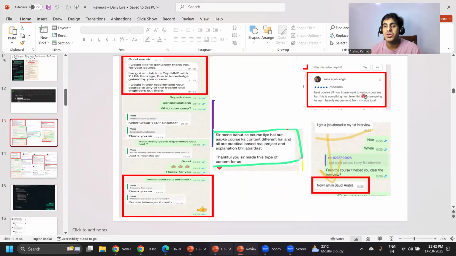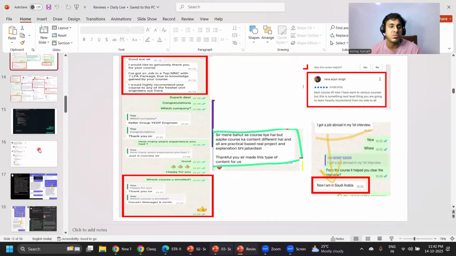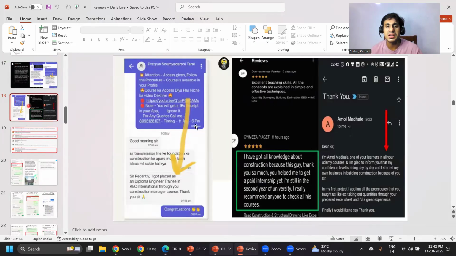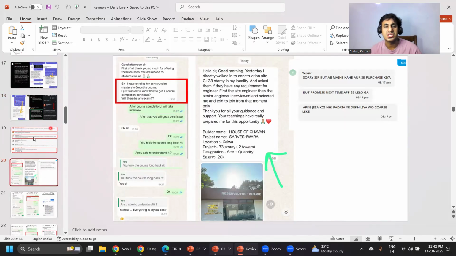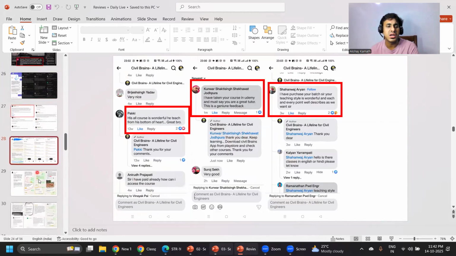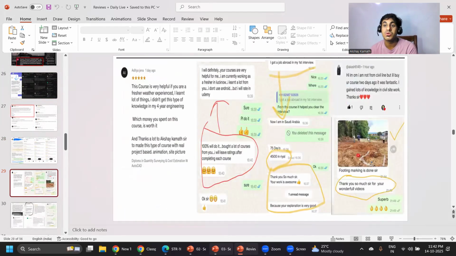Best course till now. I went through various courses, but this is next level, you're going to learn heavily. I got a job abroad in my first interview. Now I'm in Saudi. Just go through all these reviews so that you'll get an understanding. I recently got placed as a diploma engineer trainee in KC International through your construction manager mastery course. All these are students enrolled in the construction manager mastery course. These are the students who were able to do the execution on the construction side through my online videos. This course is very helpful if you're a fresher.